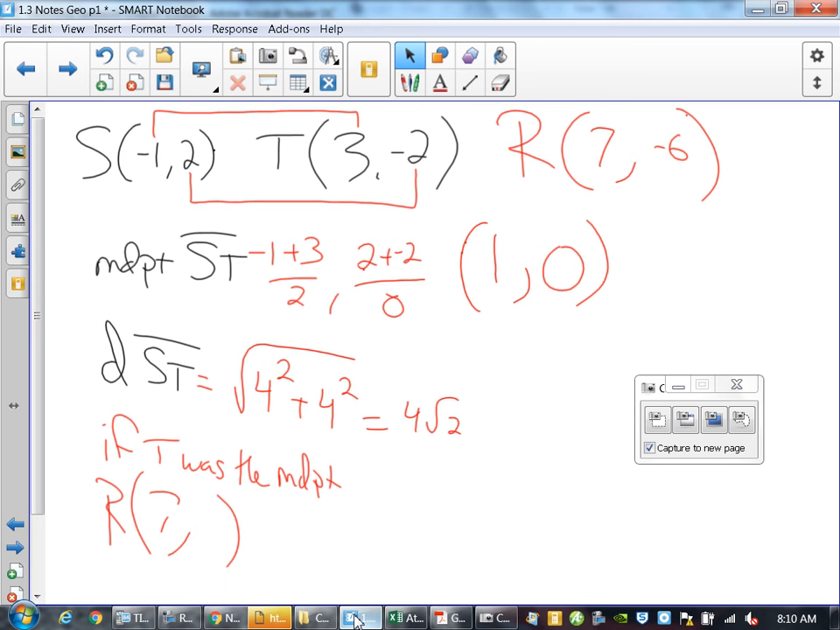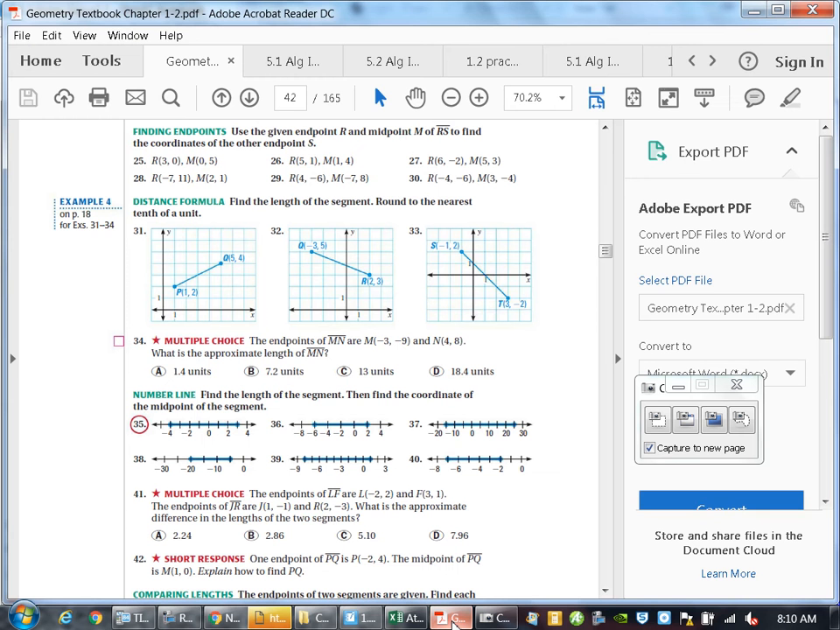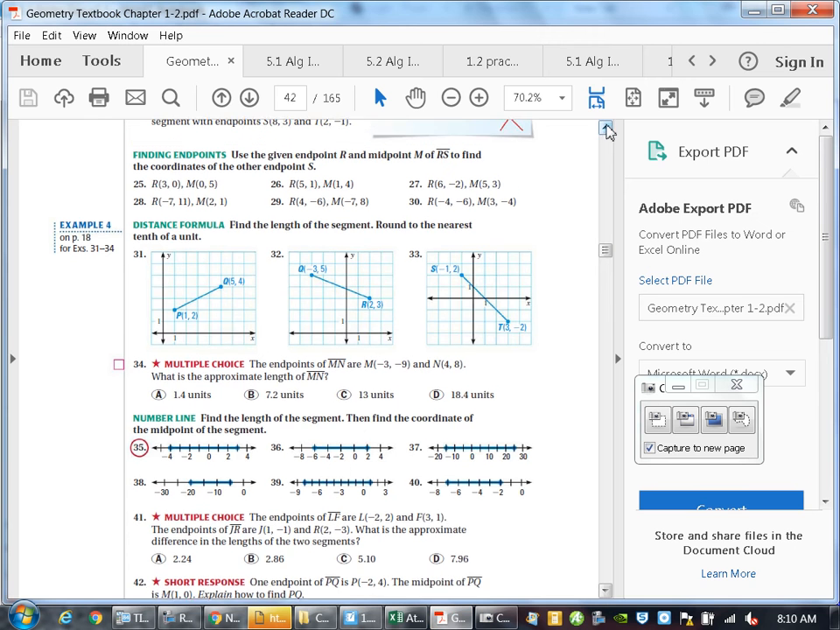The other one that we had algebraically with midpoint was when we had this.